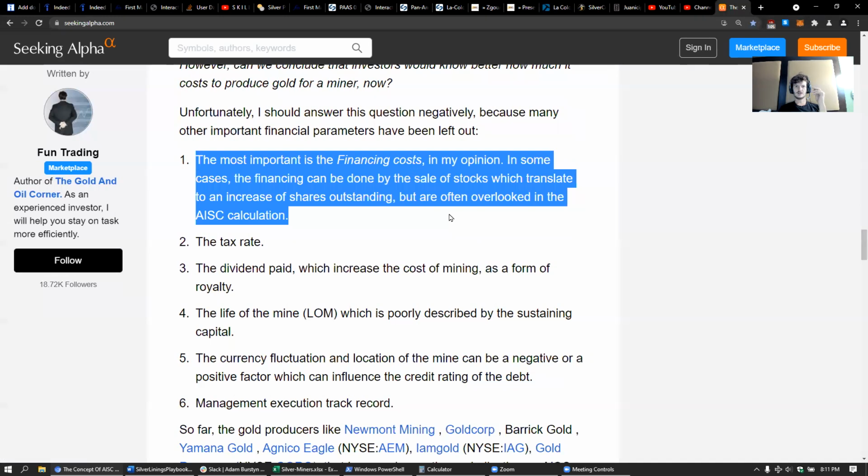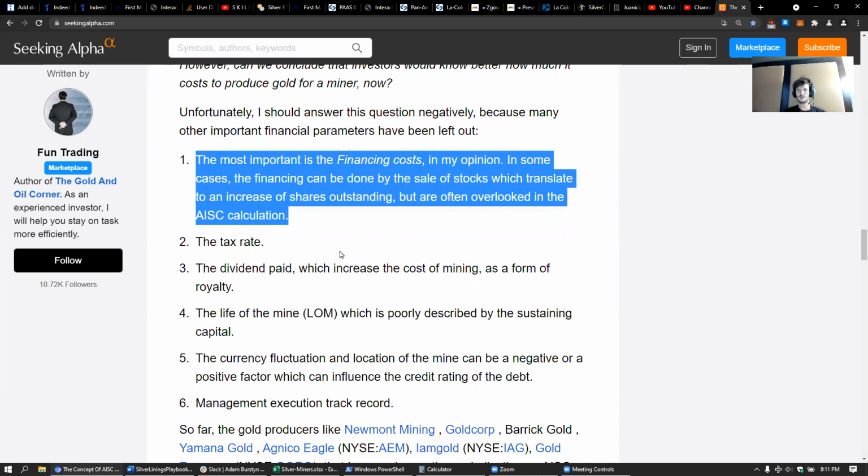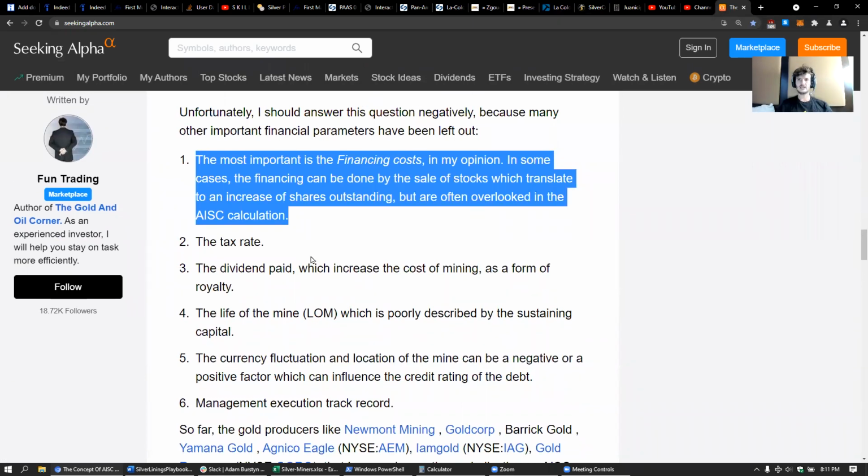The most important is the financing costs, in his opinion. In some cases, the financing can be done by the sale of stocks, which translates to an increase of shares outstanding, but is often overlooked in the AISC calculation. Now, the only issue with that is shareholder dilution. More shares means we've raised capital, but people have less of a share, quite literally, or are getting less of a portion of those final profits that the company is receiving.